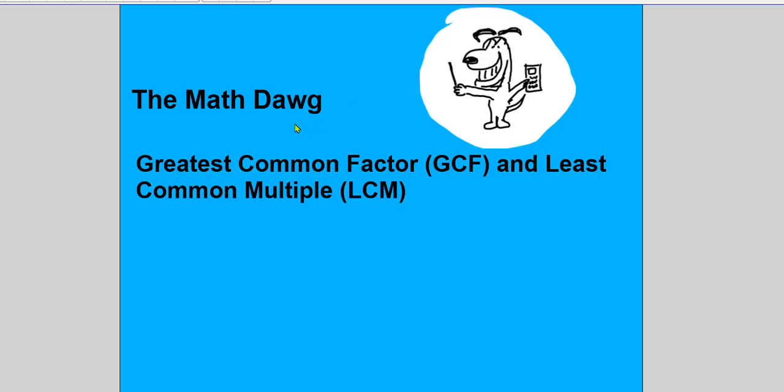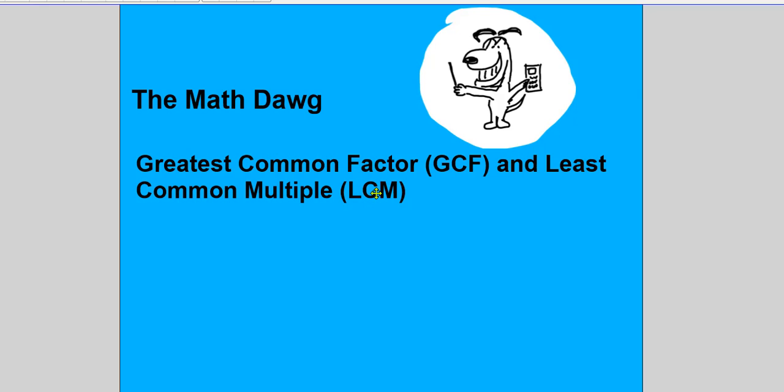In this video I'm going to go through the greatest common factor, which I'm going to call the GCF, and the least common multiple, the LCM, of two or more different numbers. Now the greatest common factor is going to be very important in what we do later with factoring, and the least common multiple has many purposes.